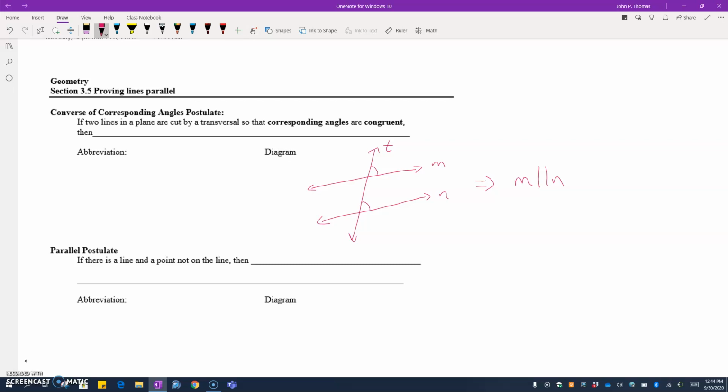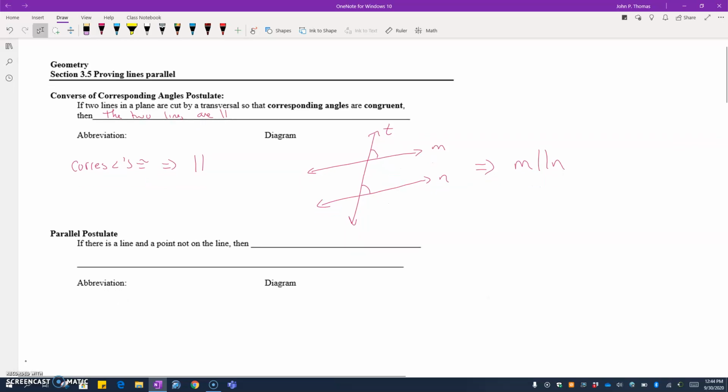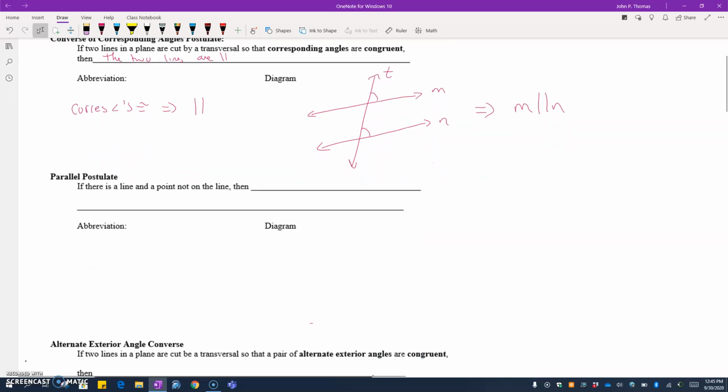Our abbreviation for this rule is going to be corresponding angles congruent, a little bit of shorthand, imply parallel lines. Because if two lines in a plane are cut by a transversal so that corresponding angles are congruent, then the two lines are parallel. That's a postulate, so that's something we're going to take kind of for granted, and we're going to use that to prove some of the other theorems and converses that we see coming up.